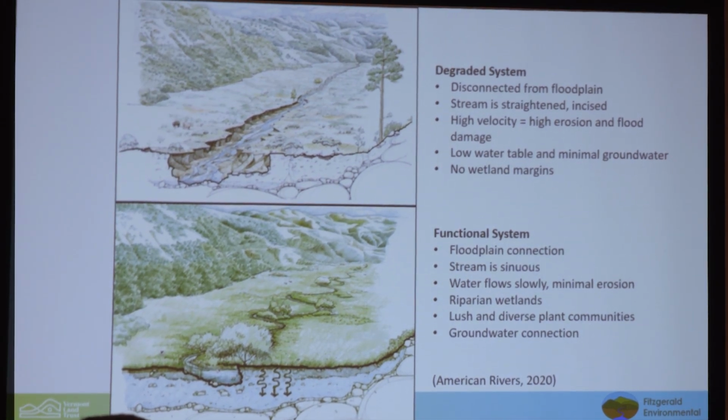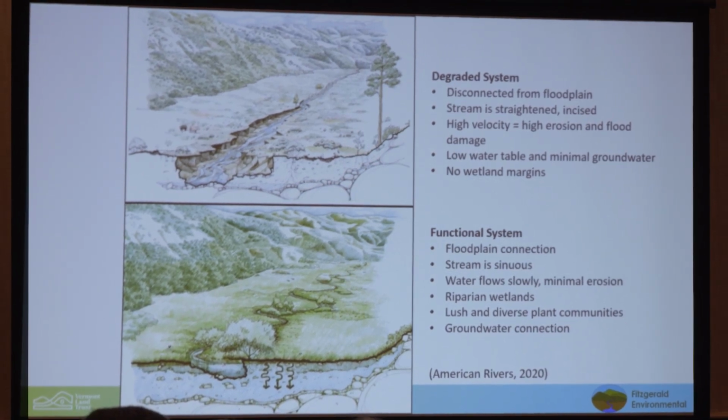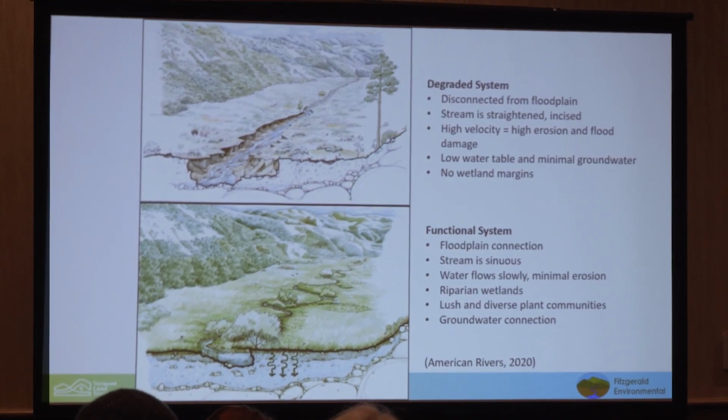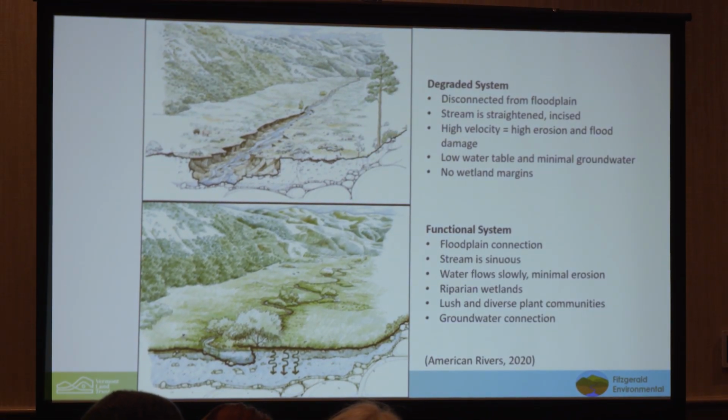So I think we've seen a couple really great graphics today, and here's another one from American Rivers showing the same system in a degraded state and in a more ecologically functional state. It's kind of like, why are we doing this? So in the degraded system, you see that stream looks like it's been straightened. There's some head cutting potentially happening. It's in a broad valley, but the stream is incising. It's not able to access its floodplain.